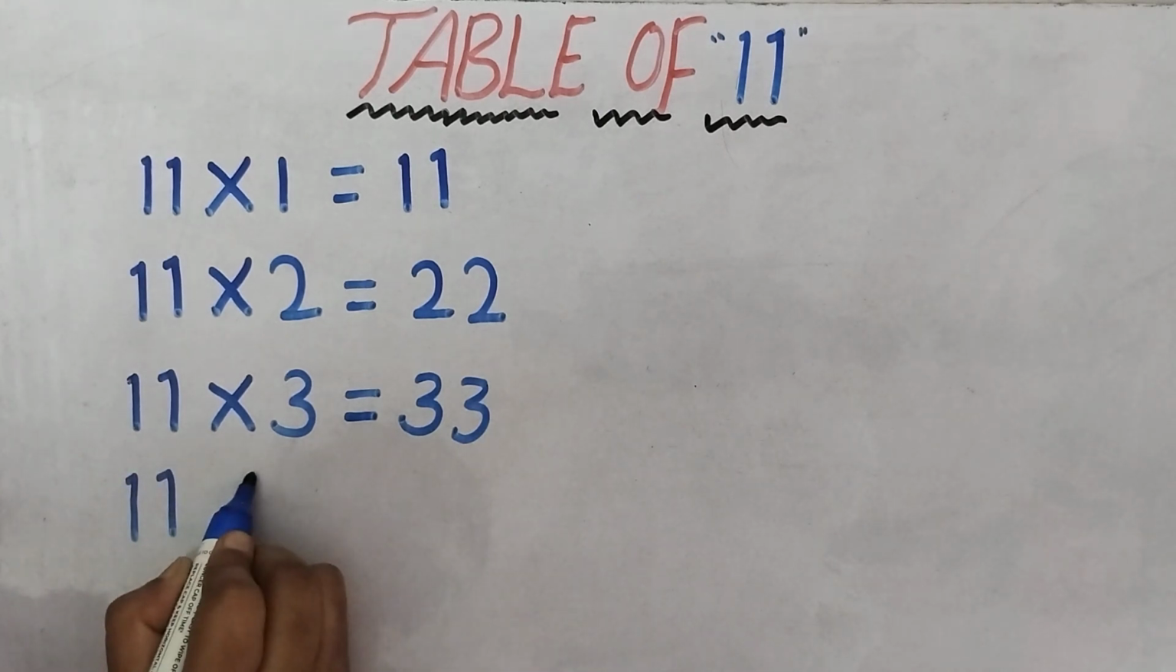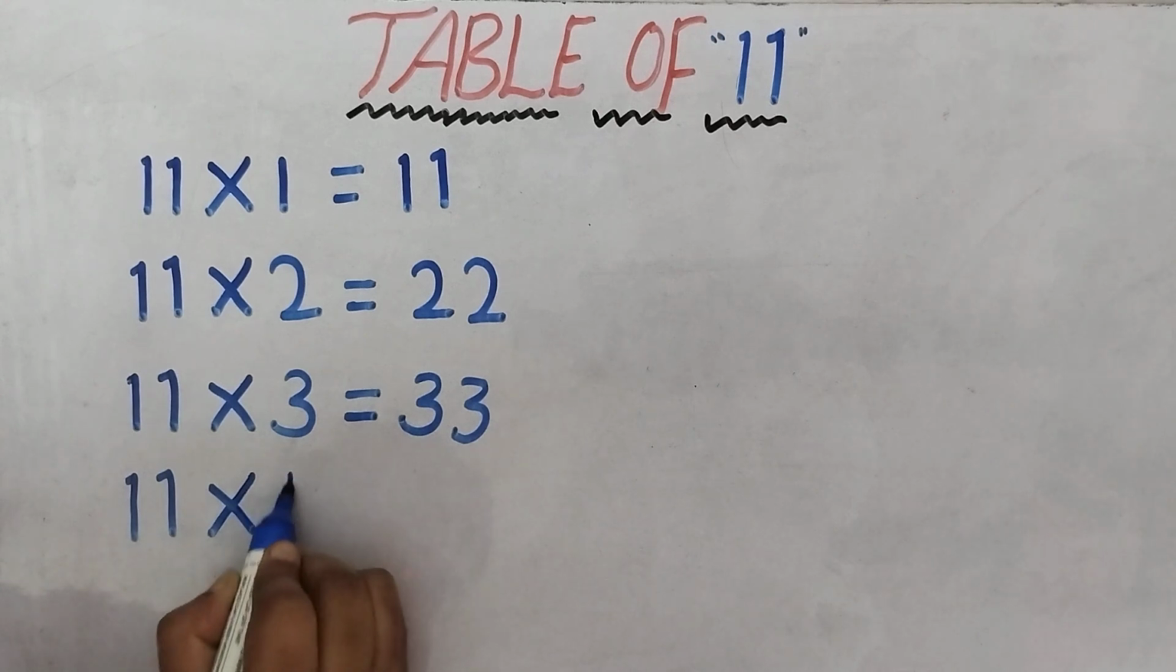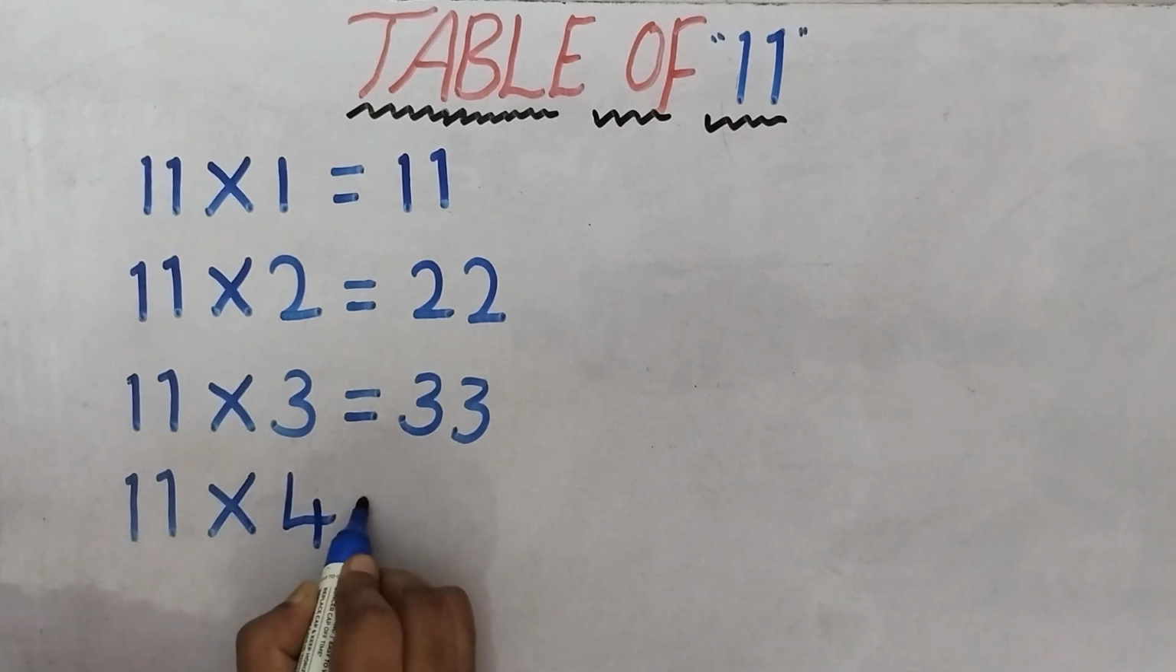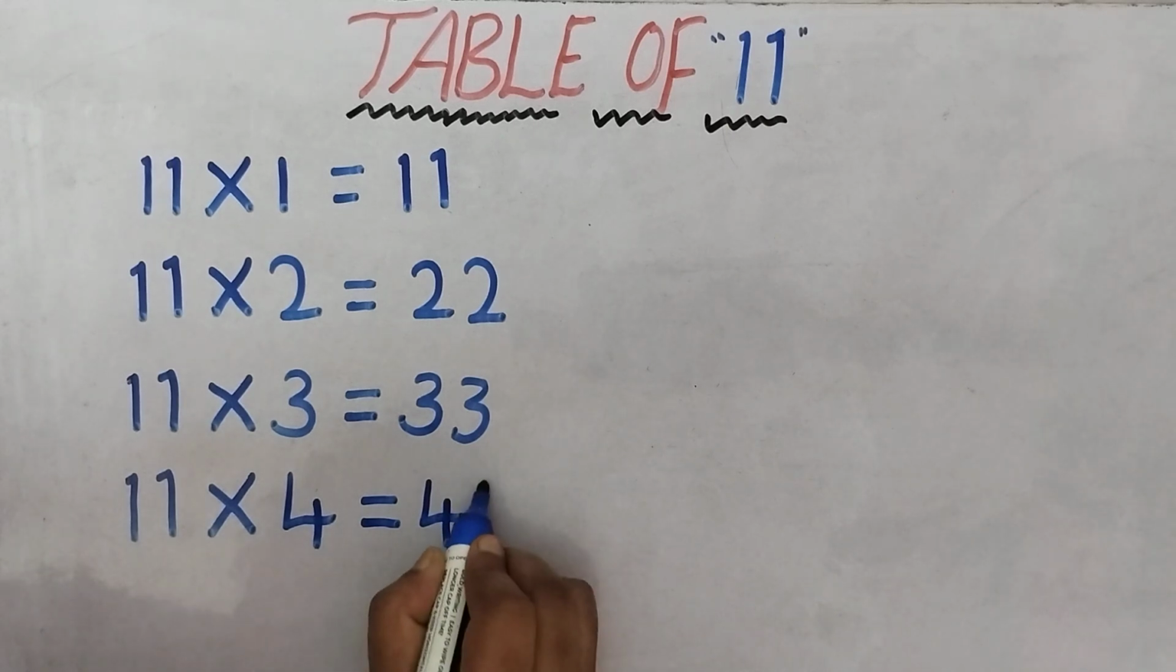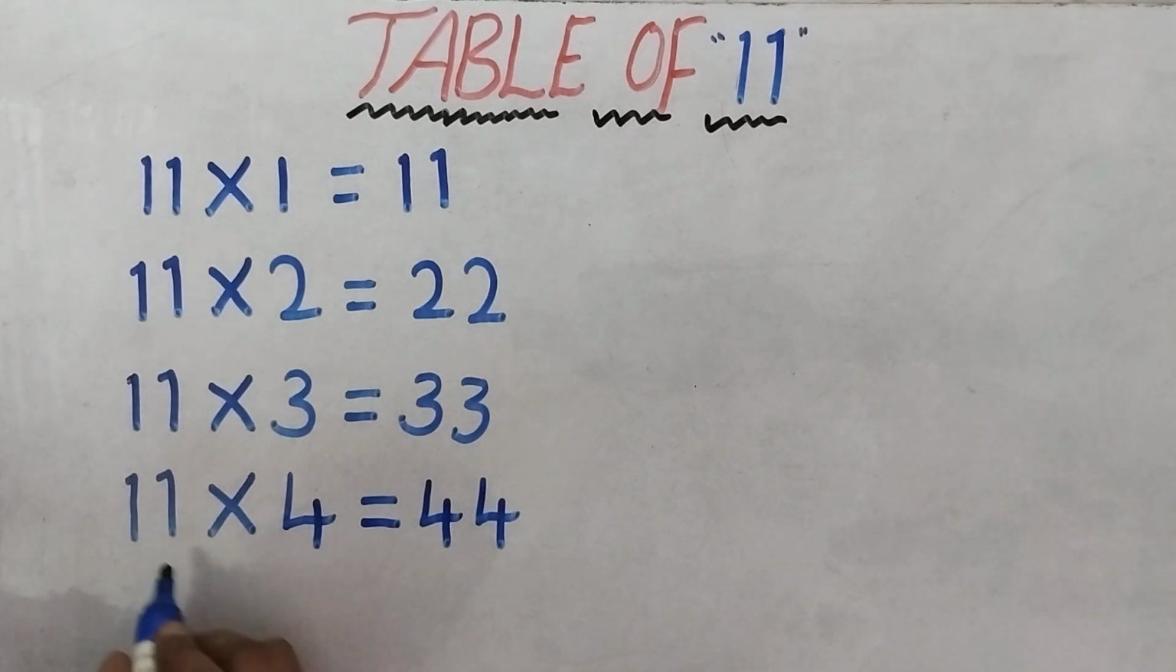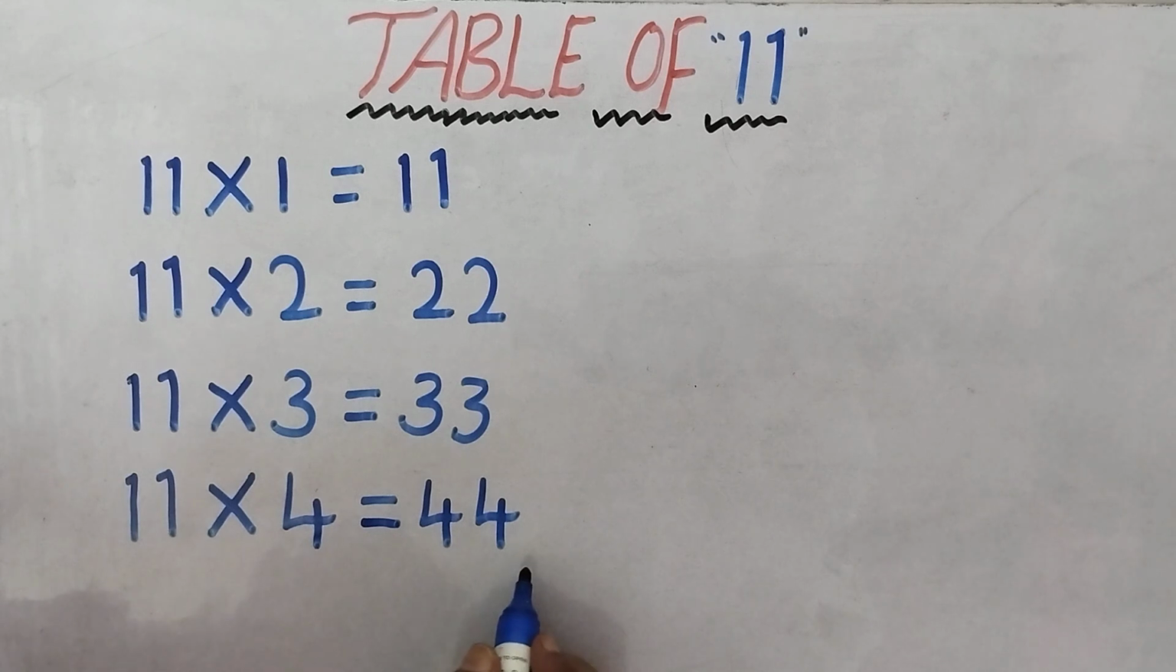11 into 4, that is equal to 44. 11 fours are 44.